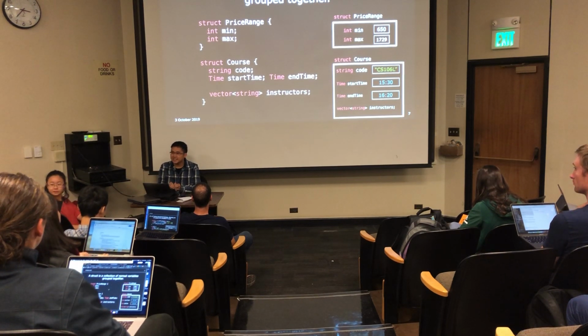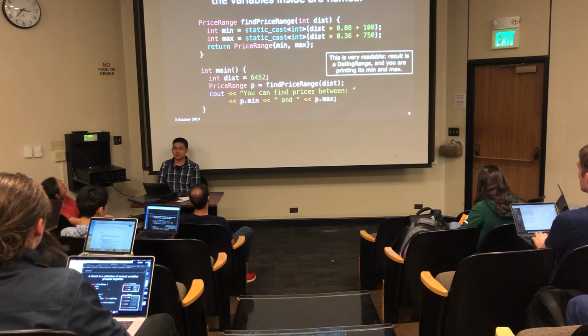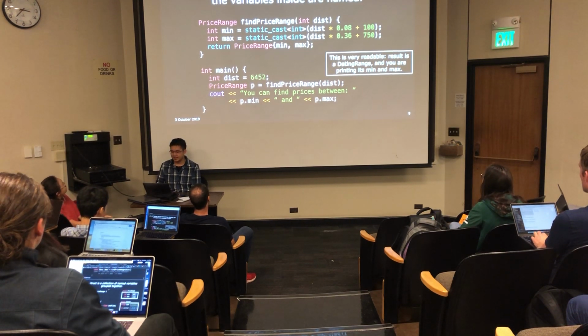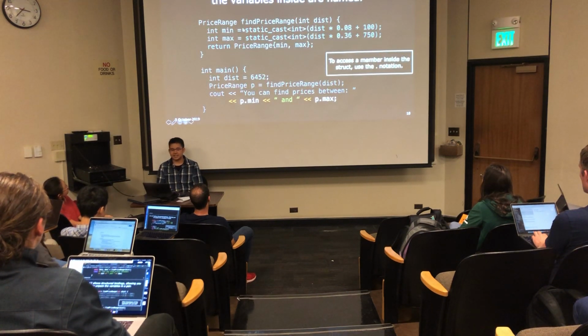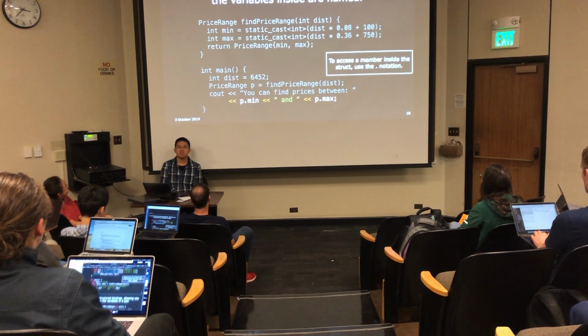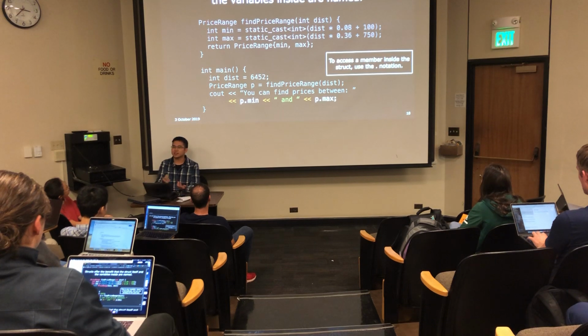Question? When you're accessing, are you accessing the reference to the variable, or a copy of that? You're accessing a reference. As an example, here we're using a struct price range, where the price range has two components, a min and a max. We can access the min and max fields of a price range by saying p.min and p.max. If you wanted to change p.min, you can say p.min equals something, and because it's a reference, it's actually changing what's inside p.